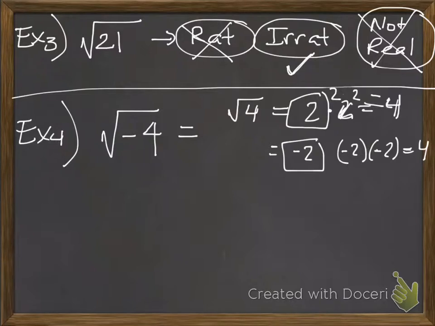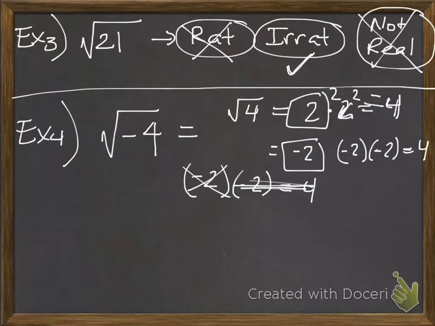So now my question is, what is the square root of a negative number? Doesn't matter what the number is. In this case, it's negative 4. What number times itself will give you negative 4? Well, if you think it's negative 2, think about that again. Negative 2 times itself is equal to a positive 4. So that means it cannot be negative 2.